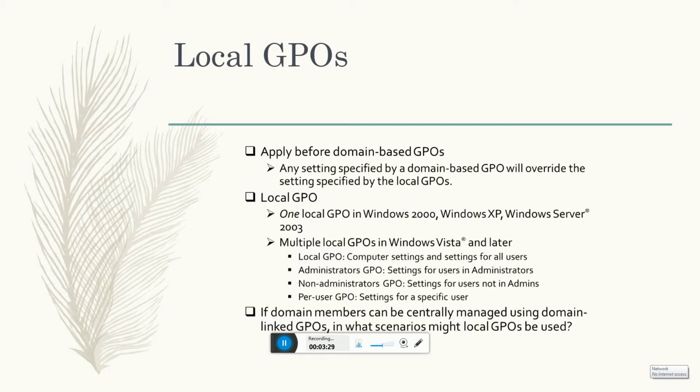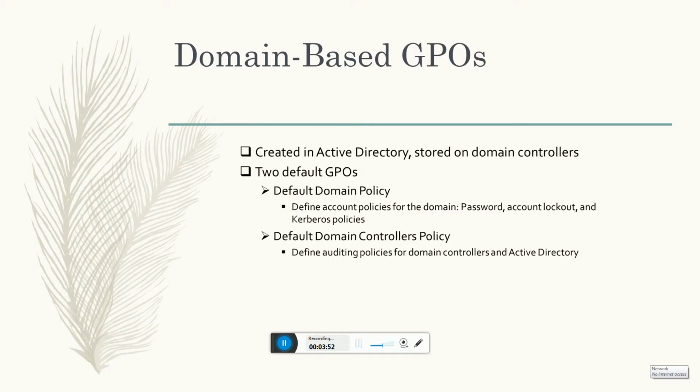If domain members can be centrally managed, use domain-linked GPOs. In what scenario might a local GPO be used? Mainly, these group policies involve administration privileges. Some people are given higher authority, while for non-administrative people some user restrictions are also given through this group policy.